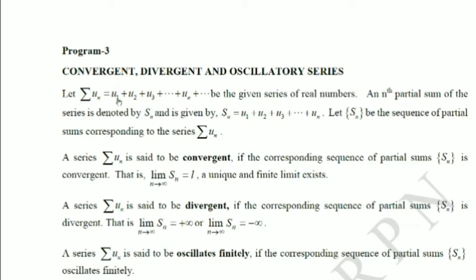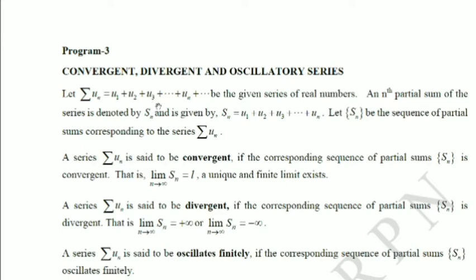What is the second partial sum? Yes, that is S2. S2 is u1 plus u2. So your S1 is the first partial sum, that is only one term, u1. S2 is the sum of the first two terms. Then S3, that is the third partial sum, is nothing but the sum of u1, u2, u3. The fourth partial sum is u1 plus u2 plus u3 plus u4.